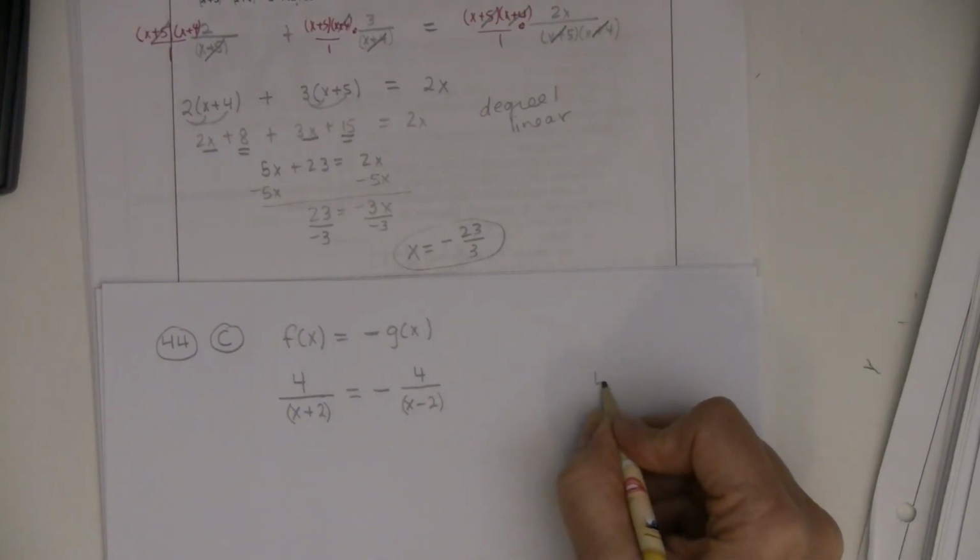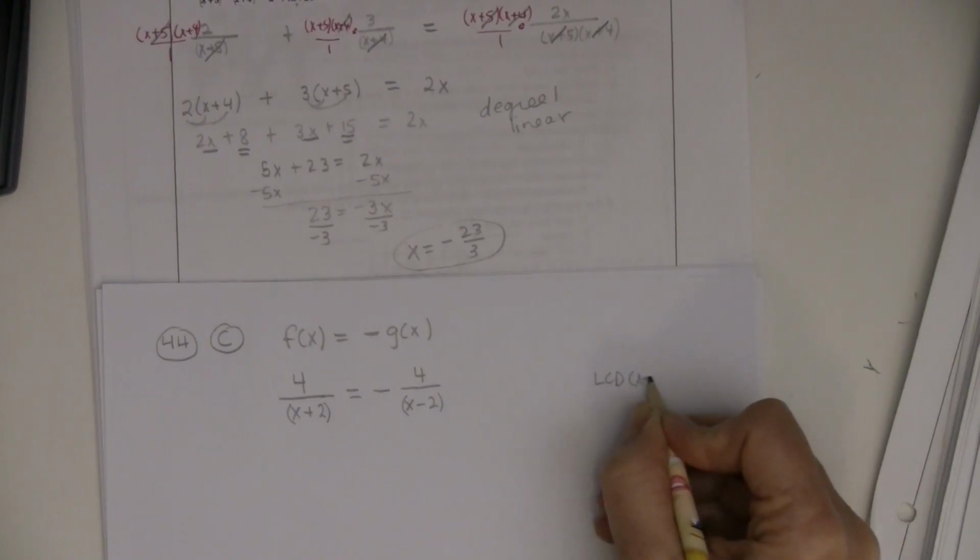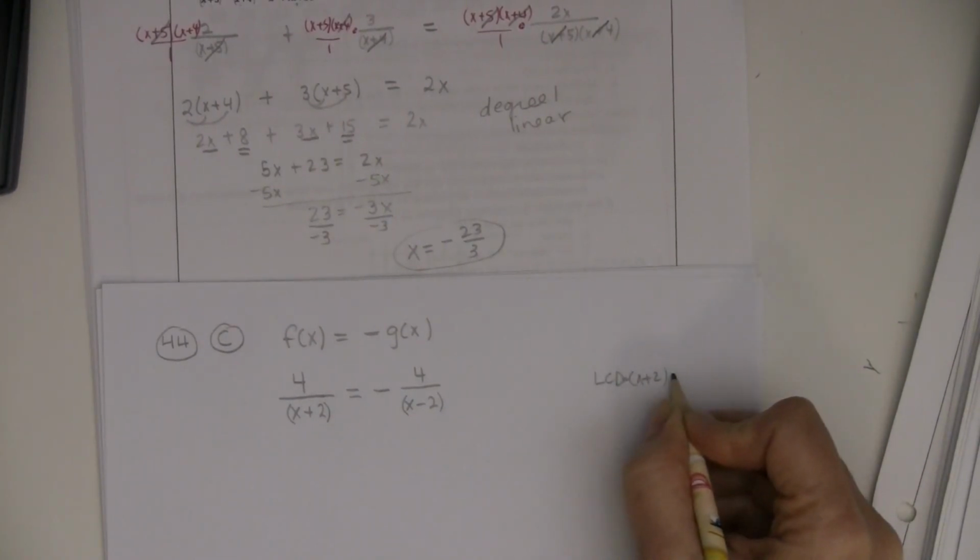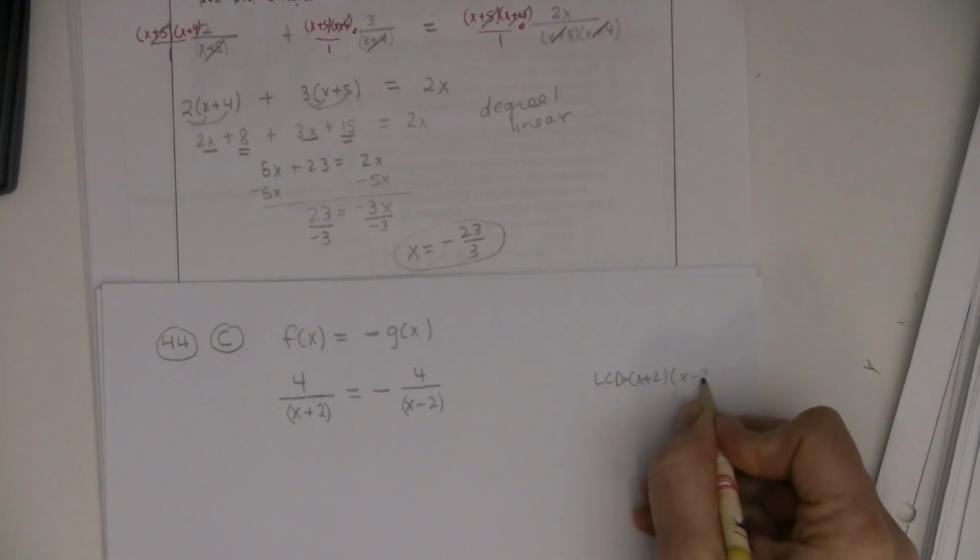So the lowest common denominator is x plus 2, x minus 2.